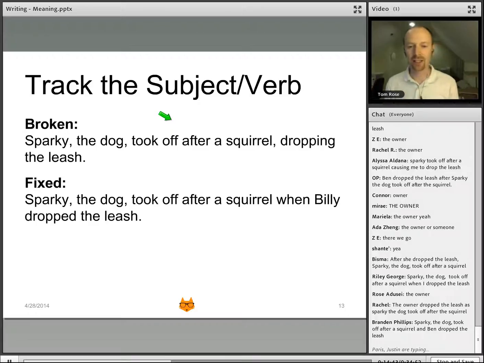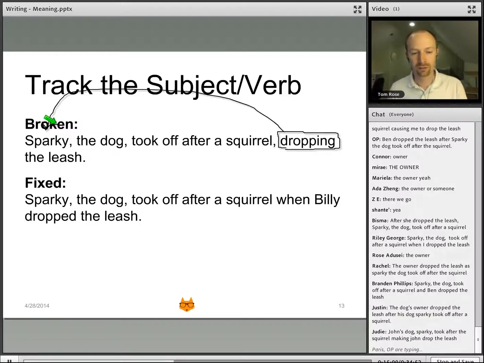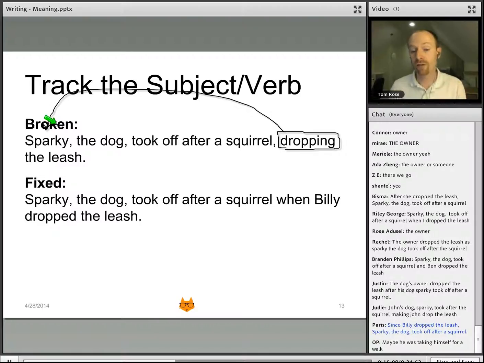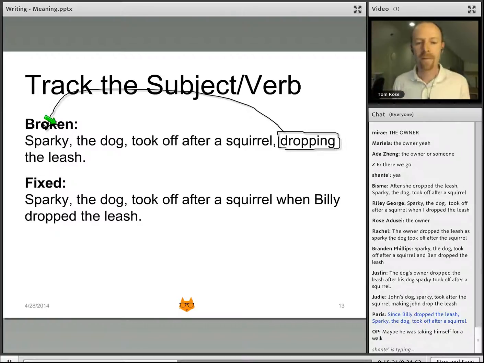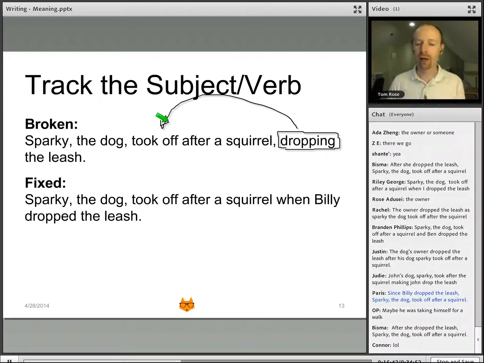Because the author is just saying that the leash is dropped, but never says who's dropping it. In fact, it makes it sound like the leash was dropped by Sparky. But that's not the author's intent. The author's intent is to say that Billy or some other person dropped the leash. It would be okay if the author said Sparky the dog took after the squirrel after the leash was dropped. That would leave it ambiguous. It would say we don't know who dropped the leash. But when we just say the dog took after a squirrel dropping the leash, that makes this a modifier for, in fact, let me delete this so that we're not confusing you there. That makes this a modifier for took off. That's modifying how the dog took off. The dog took off dropping the leash. But we really want to say that Billy dropped the leash.